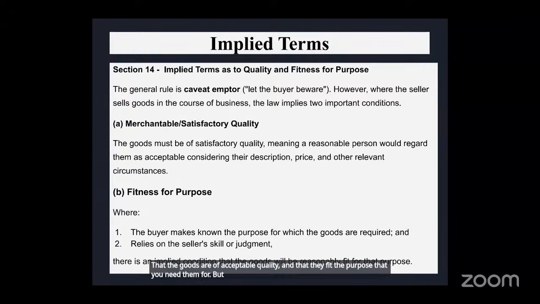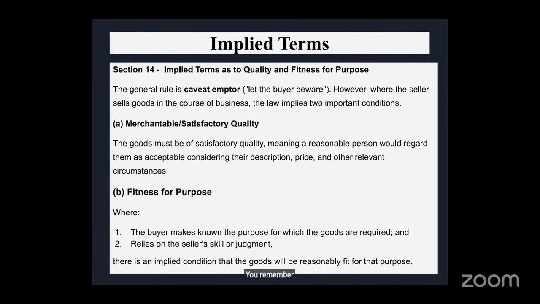But there are very few instances where the courts or the law might read into the contract a term that the goods should be of good quality. One is where the buyer informed the seller, or the vendor, that this is the purpose for which I am buying the goods, and that buyer still went ahead to rely on the expertise, the skills and the judgment of the seller. For instance, you go to buy tomatoes.